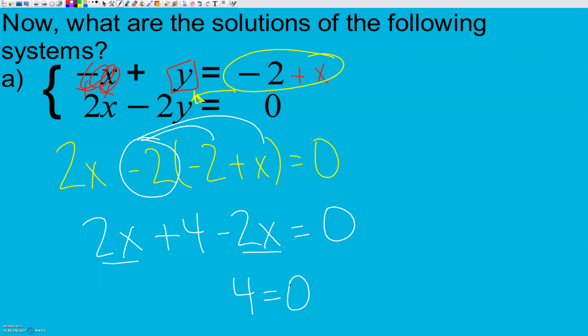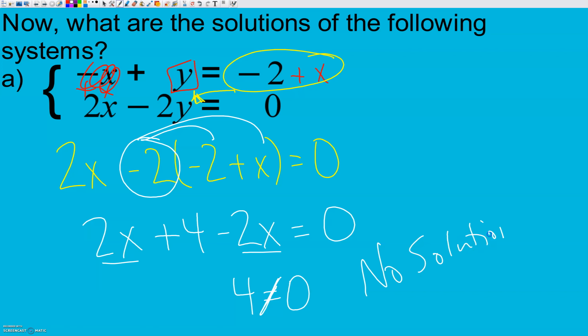So when we use substitution, we still get down to a statement that is either true or false sometimes. Our x is canceled. No more variables. So we look, is this true or false? 4 does not equal 0. So here it would be no solution.